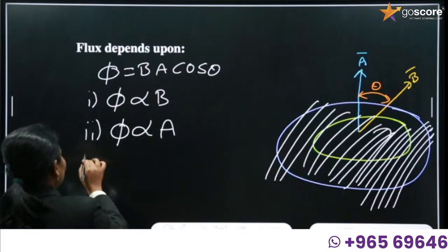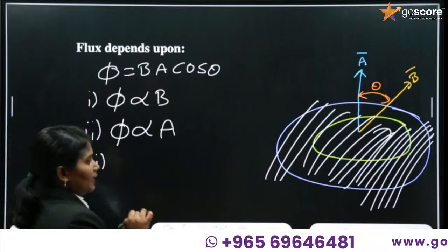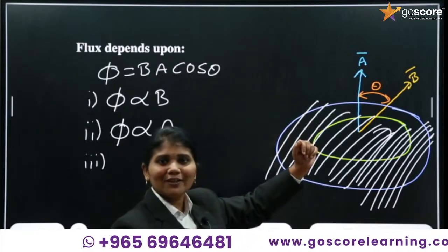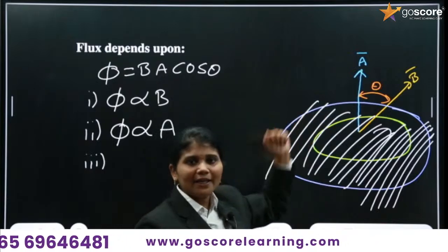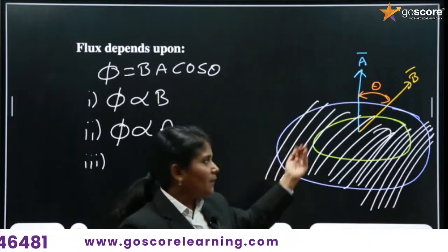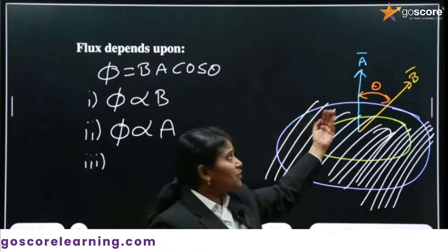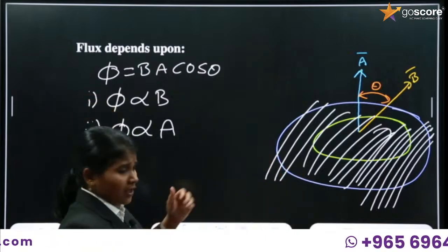And one more thing is there. Third one. Flux depends upon three values. What is the third one, guys? See, check here. Orientation. Orientation depends upon theta. So if the angle between the area vector and the magnetic field changes, flux will also change.